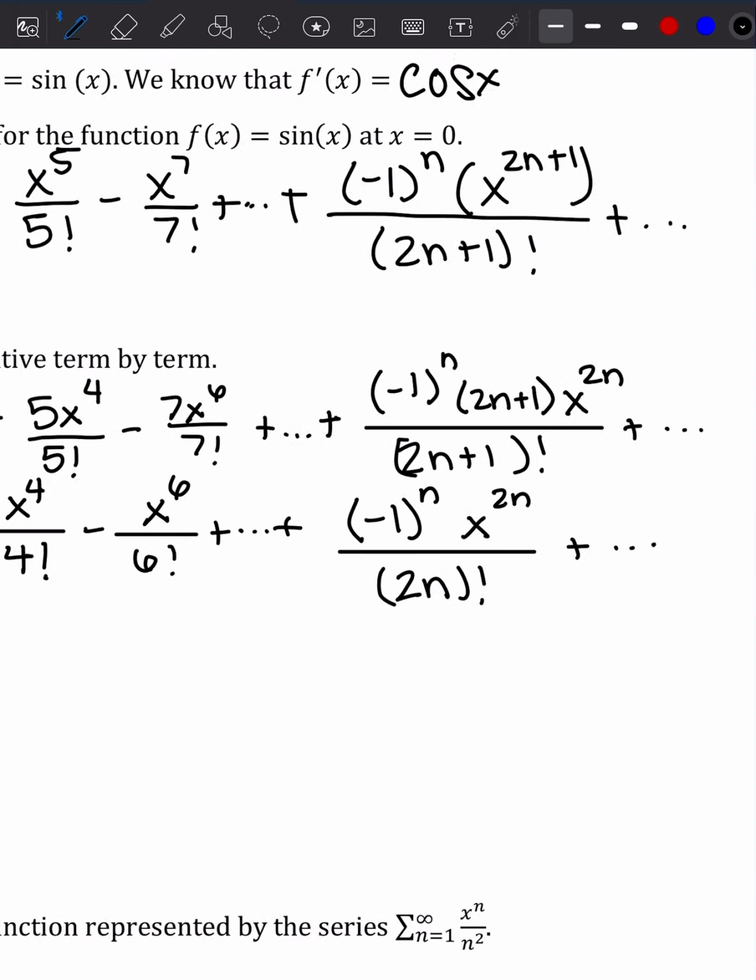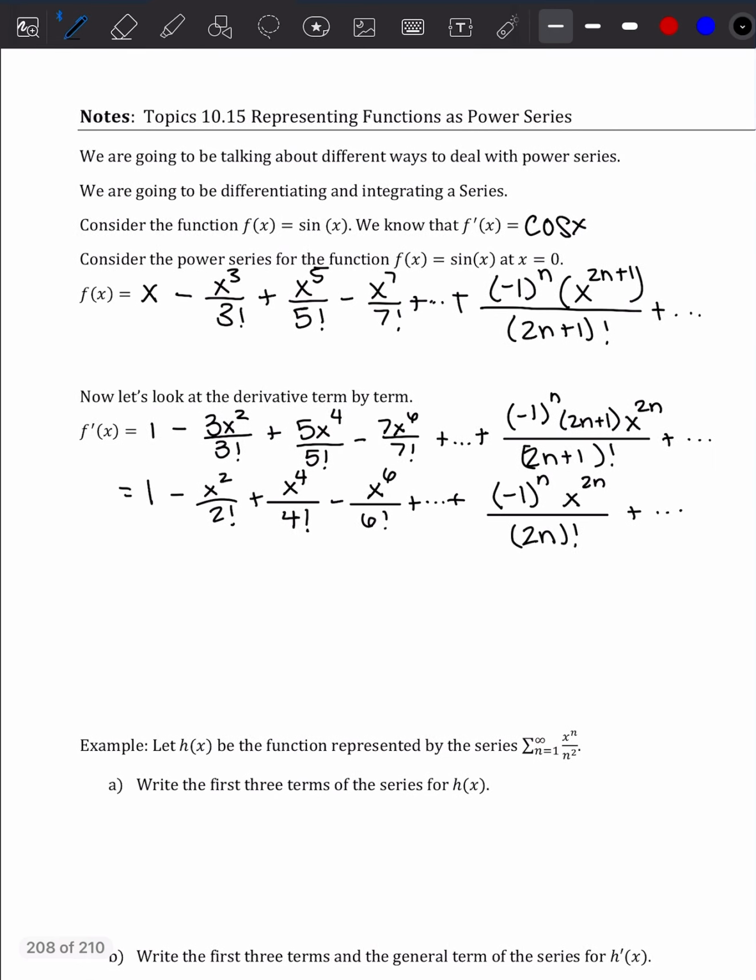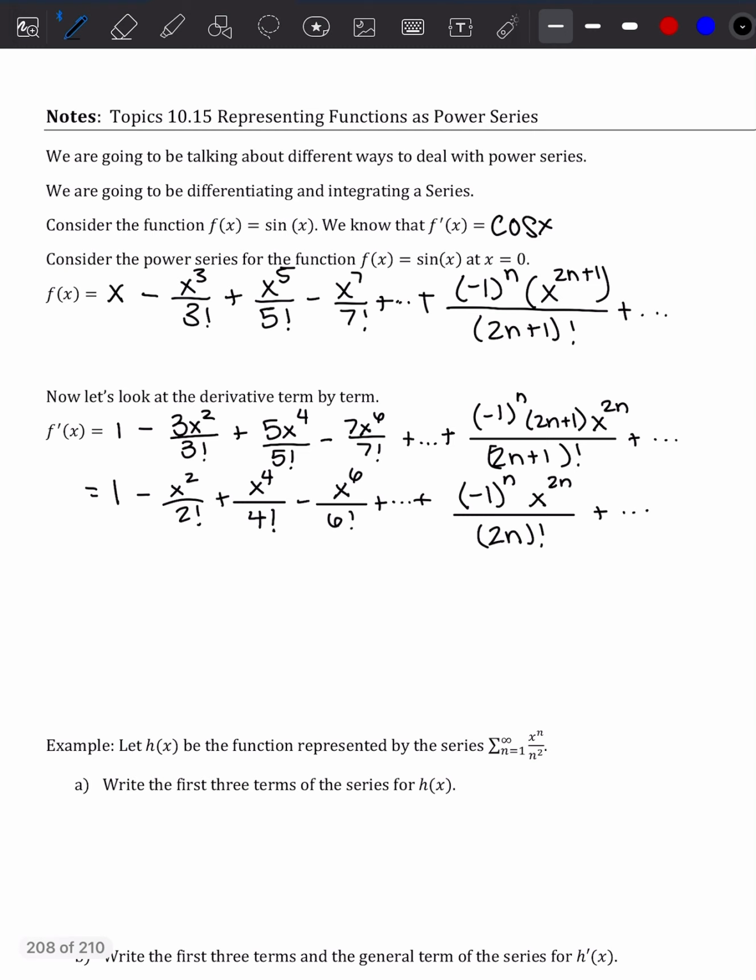If we look at what we started out with and what our derivative is, we can see that all of our exponents went down by 1, all of our factorials went down by 1, and we started out with 1 and x to the 0 power instead of x to the first. This right here is our power series for cosine, and because it's going to an infinite amount, we know that this is the exact same thing as cosine. So the derivative of sine's power series is cosine's power series. So we're still getting those same derivatives that we would have gotten normally.